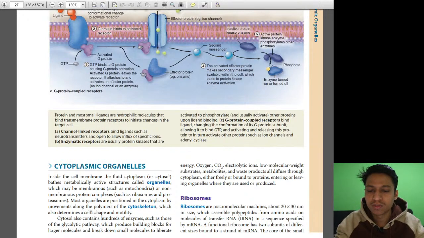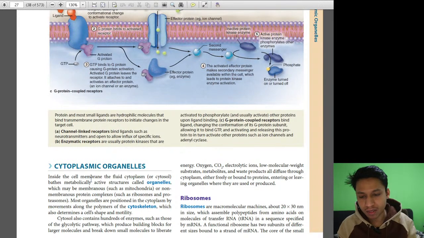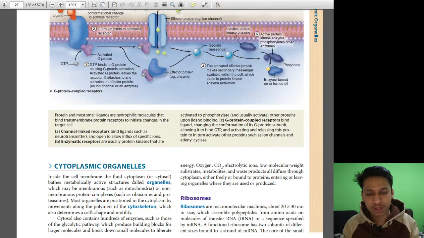Okay, so let's start with cytoplasmic organelles. Inside the cell membrane, the fluid cytoplasm or cytosol bathes metabolically active structures called organelles. So organelles are in the cytoplasm and they are metabolically active, which may be membranous such as mitochondria or non-membranous protein complexes such as ribosomes or proteasomes.